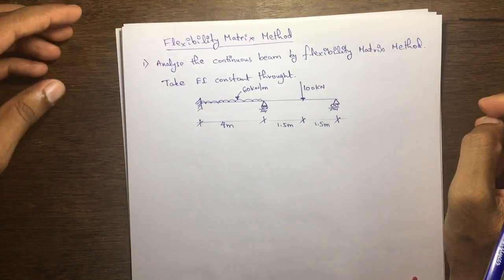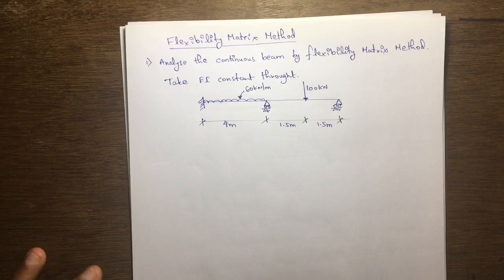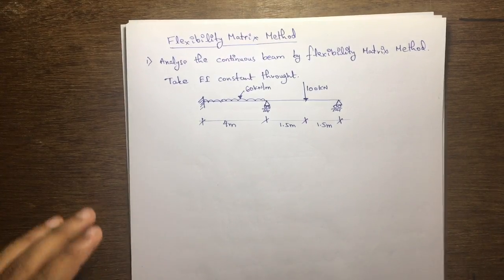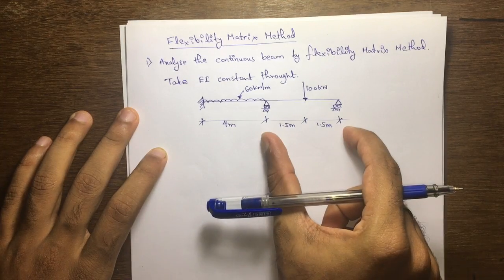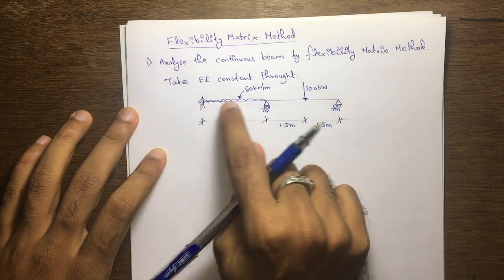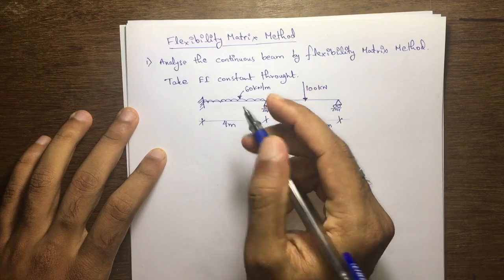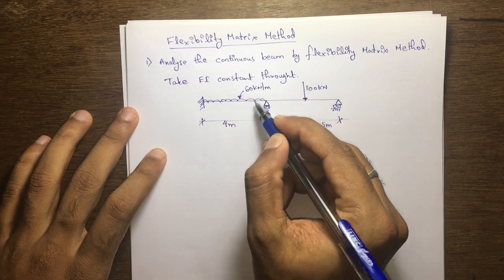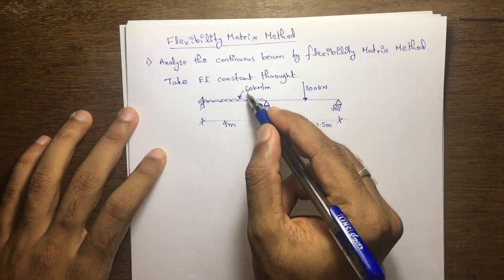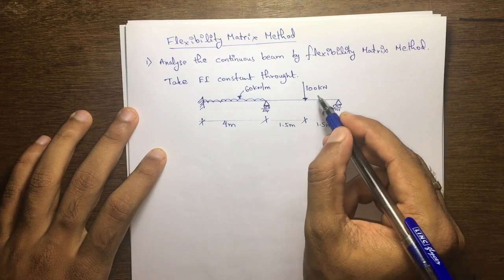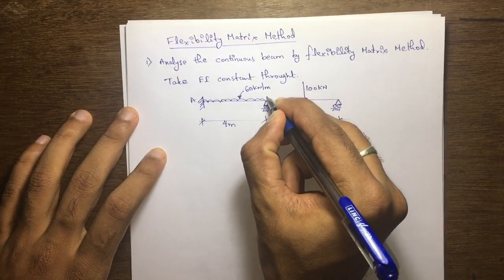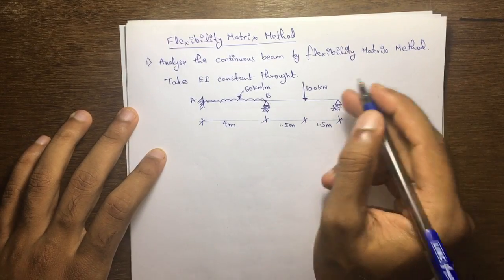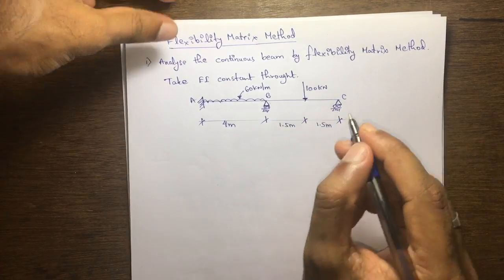Let us start with the first problem in the flexibility matrix method. In this, they have given two spans: the first span is 4 meter and the second span is 3 meter. The first span is loaded with a UDL, uniformly distributed load of value 60 kilonewton per meter. The second span, that is BC, is loaded with a point load at the center.